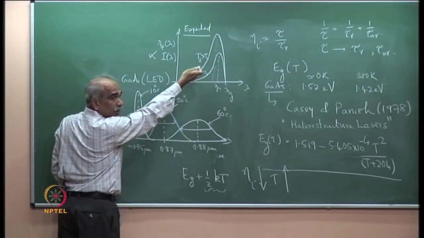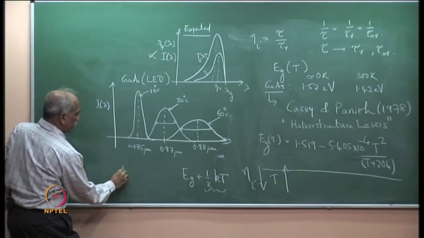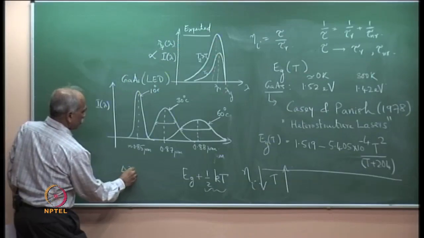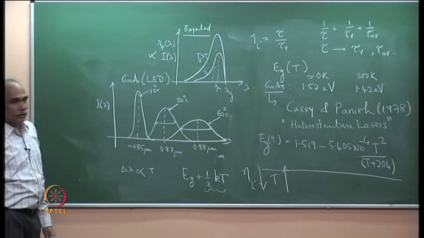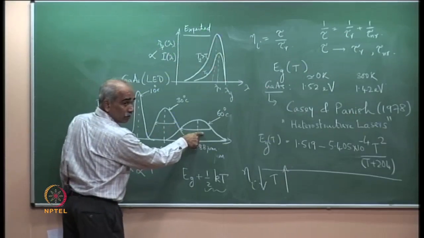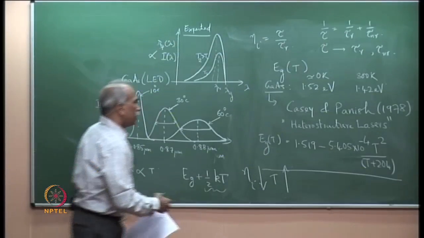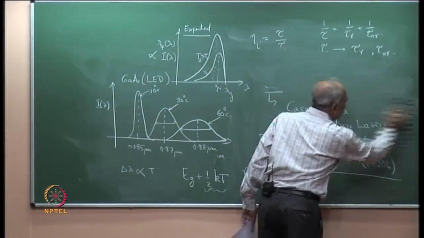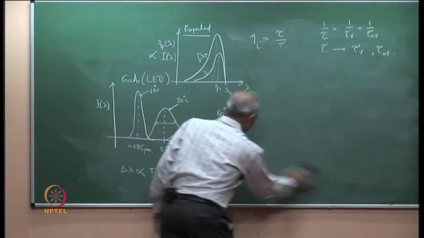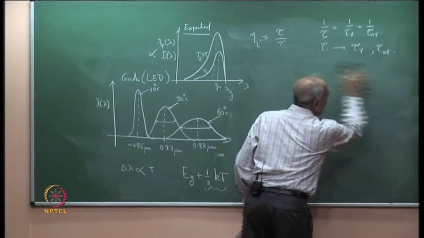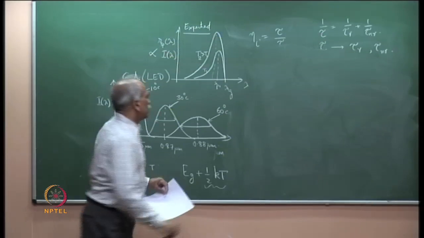The third point is, you see that this is spreading. This is as per our finding because delta lambda is proportional to T. So this you observe in practice. What is the physical reason for this? Mathematically, we see that delta lambda is proportional to T, but physically what is happening? Let me quickly show this carrier distribution, the physical variation, and then I will stop.